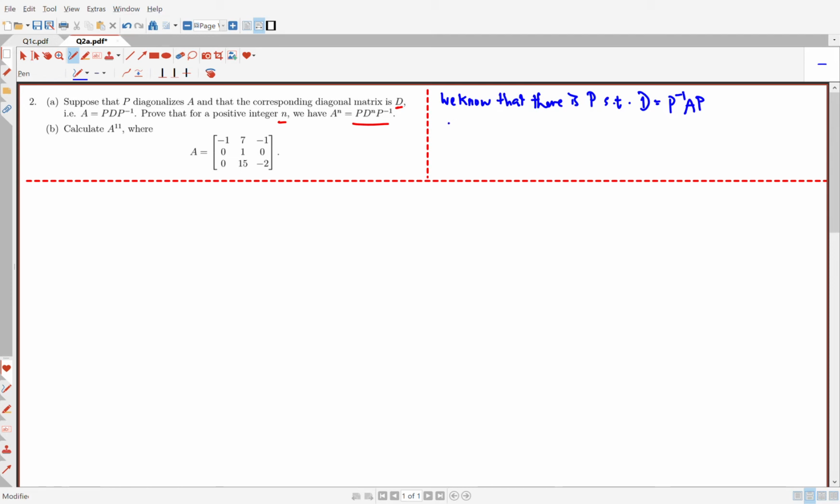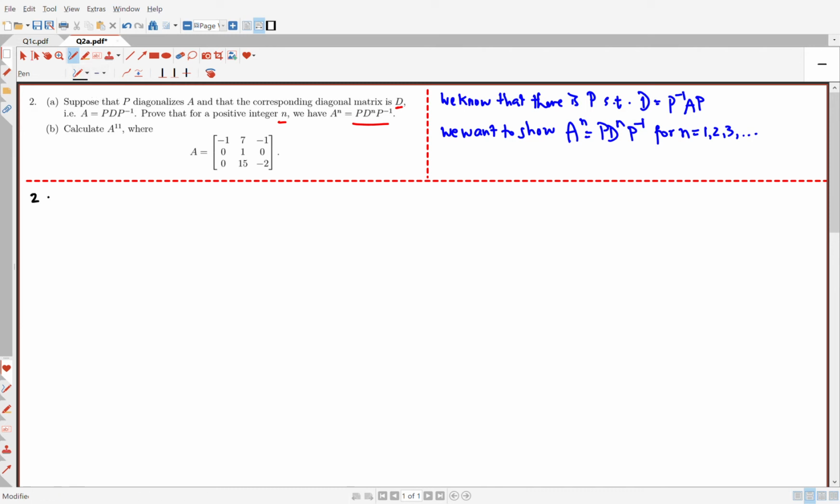Then we want to show A to the power of n is equal to P times D to the power of n times P inverse, for any positive integer n, so for n from 1, 2, 3, and so on. We'll prove this by induction.